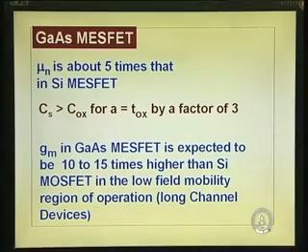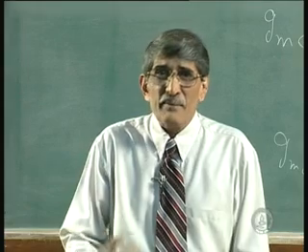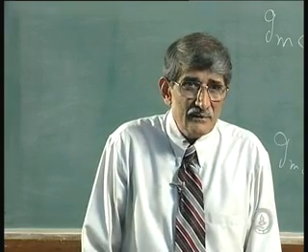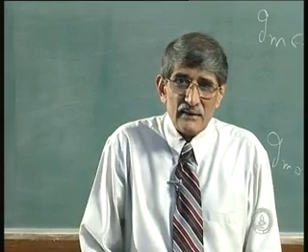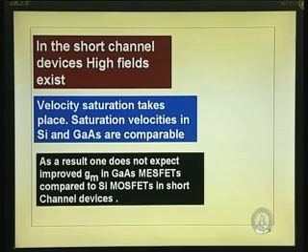Short channel devices, we have seen now what has been happening. In short channel devices, high fields exist. For a given voltage drop across a channel, the channel length is small, so fields are high. The moment fields are high, you have the velocity saturation effects. And it will come both in silicon and in gallium arsenide. It is not just proprietary to gallium arsenide that you will have velocity saturation. If you take a silicon channel length of 1 micron or smaller, easily you can get velocity saturation effects.